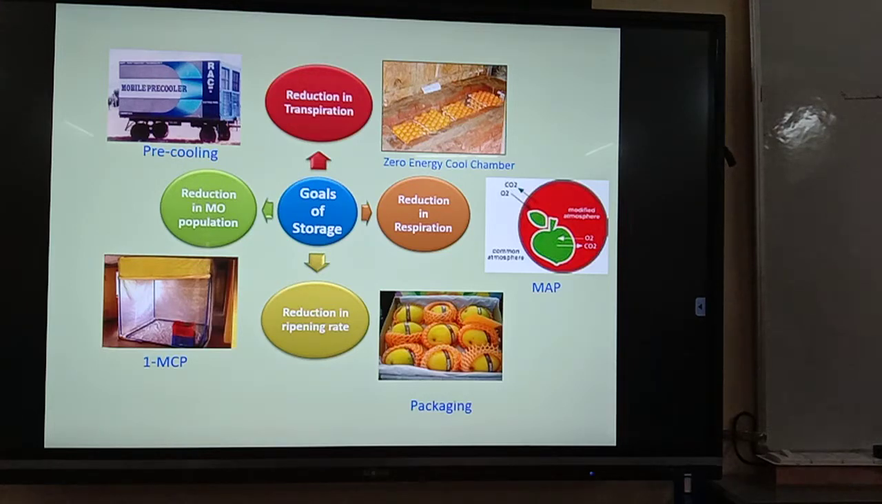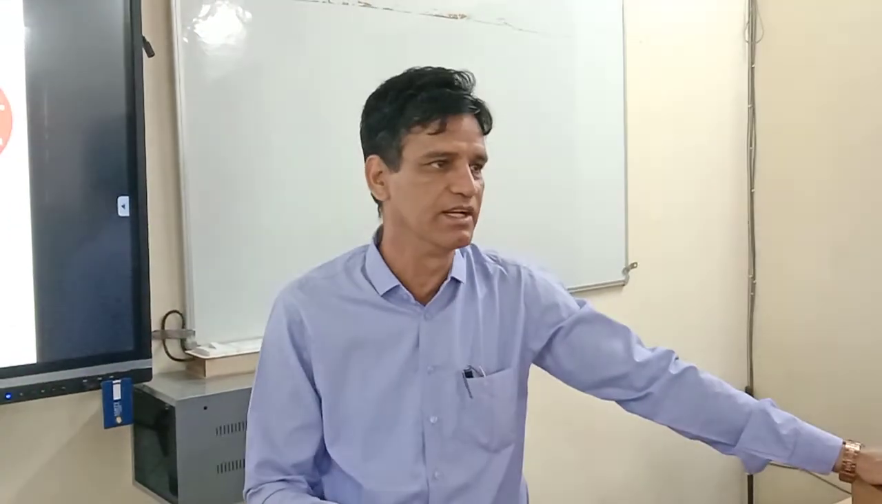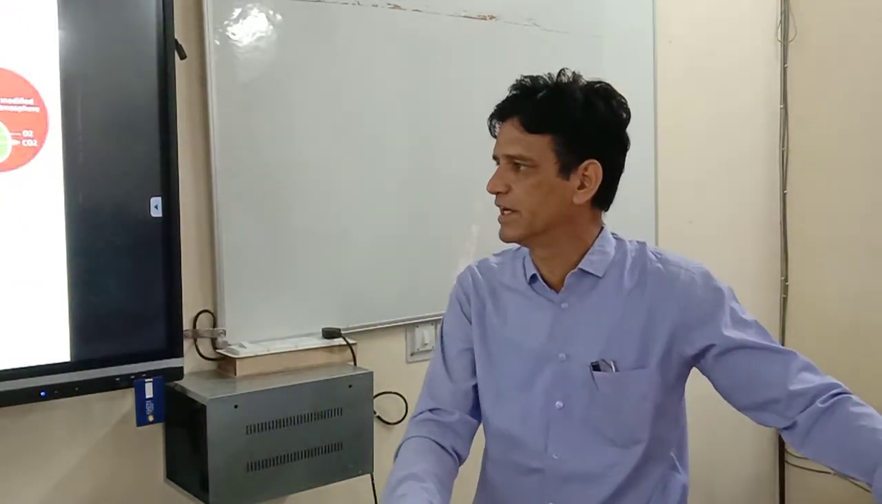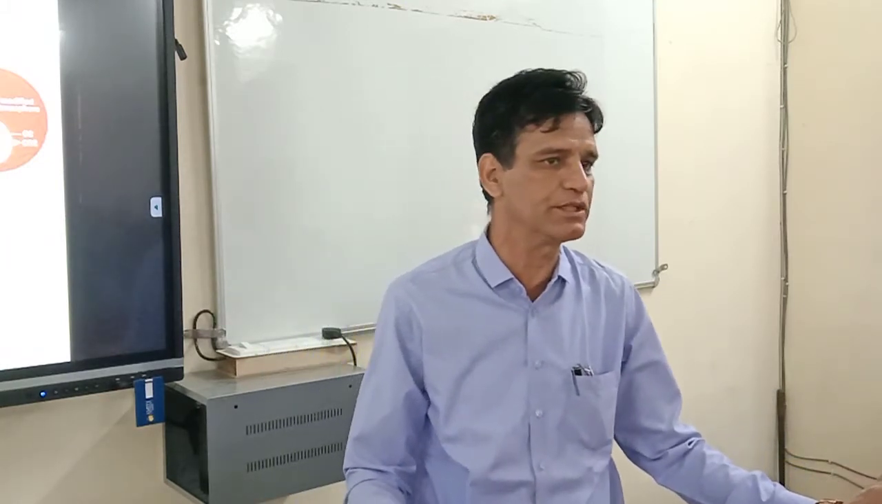So first of all, we have to reduce the transpiration losses so that there is no loss in the sellable weight of the fruit and vegetable. Second is the reduction in respiration. When we keep our produce at low temperature, naturally we will be able to reduce the respiration, and along with respiration so many physiological processes are connected, due to which we can keep our produce safely for a longer duration. Then reduction in the ripening rate. If we are able to reduce the respiration and the transpiration, then we can also reduce the ethylene formation.